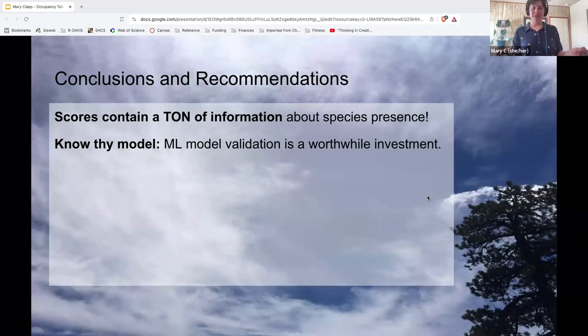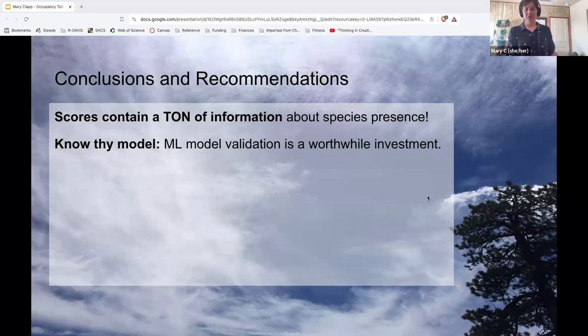It's important to know thy model. Model validation is a really worthwhile investment, even though it takes a lot of time. Machine learning models can be prone to being confidently wrong, as anyone who's played with ChatGPT or any of those large language models knows. And so as we start incorporating these increasingly complex data types into our models, we're still figuring out what our best practices are in terms of handling when the model is wrong.